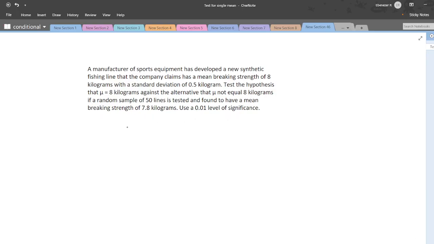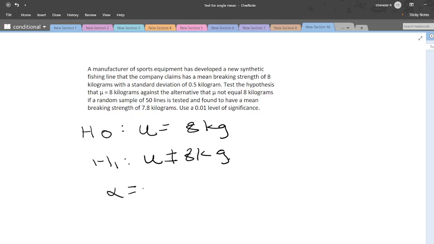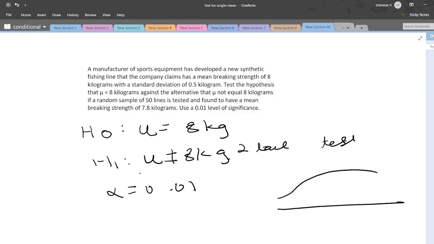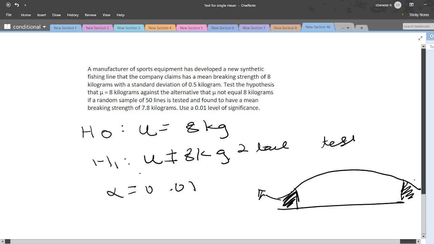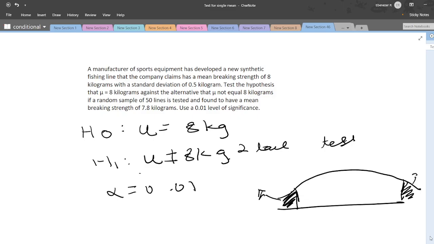So how do we do this? First of all, for my hypothesis, H naught: mu is equal to 8 kilograms. H1: mu not equal to 8 kilograms. Alpha equal to 0.01. Now this is a two-tailed test, right? You draw your graph here, because of the not equal to sign. If your test statistic falls over here, it means you reject H naught. Got it? So it's given alpha equals 0.01.